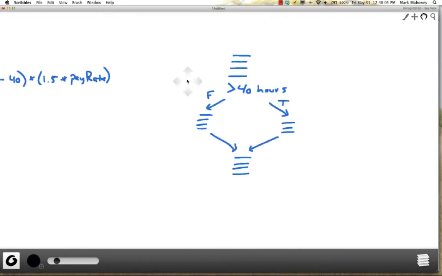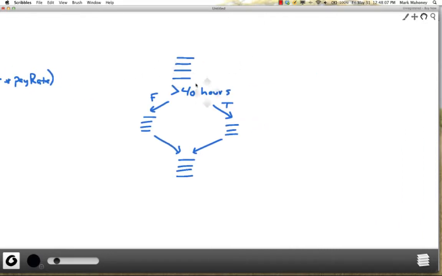Okay, so we've basically come to a fork in the road where we get to this point and we check to see did the person work more than 40 hours? If so, we do one thing. If not, we do something else. Okay, but never are we going to do both things.